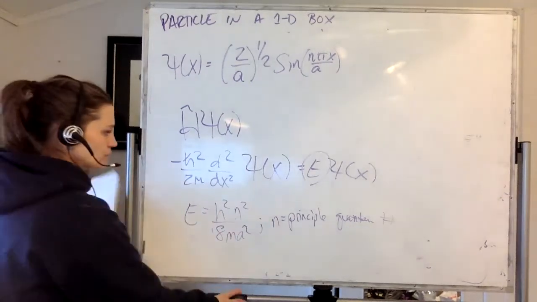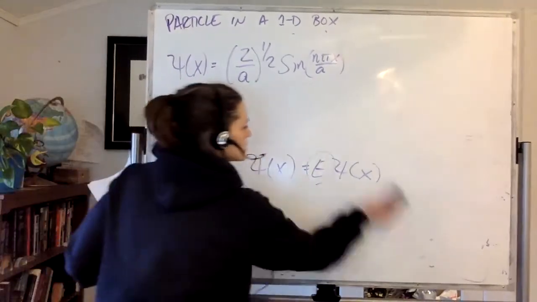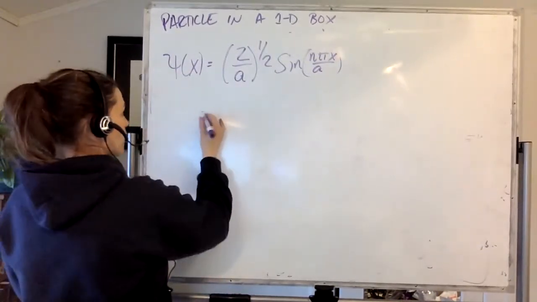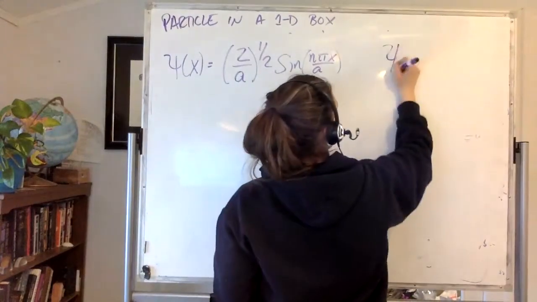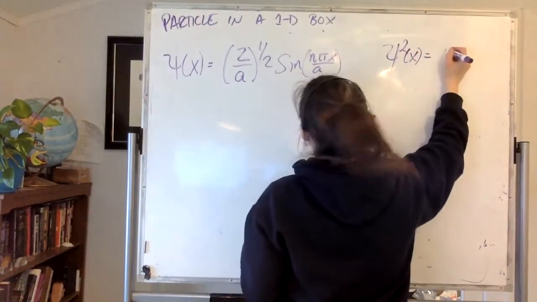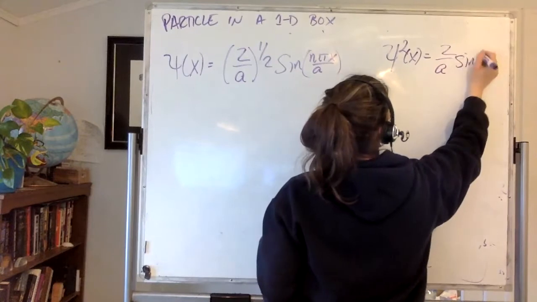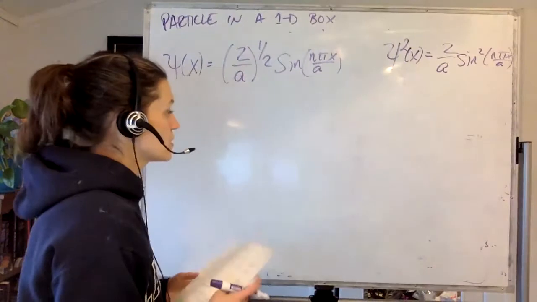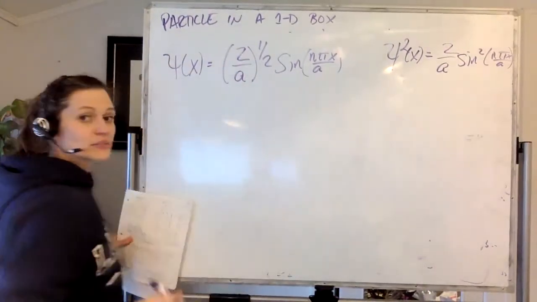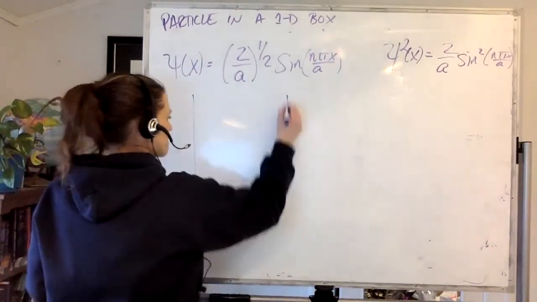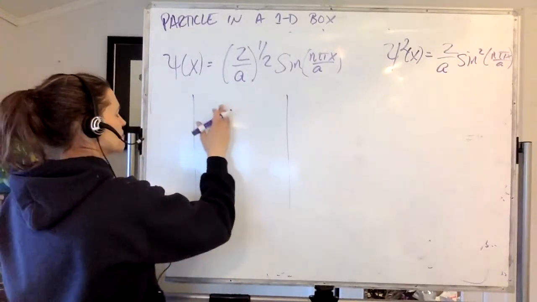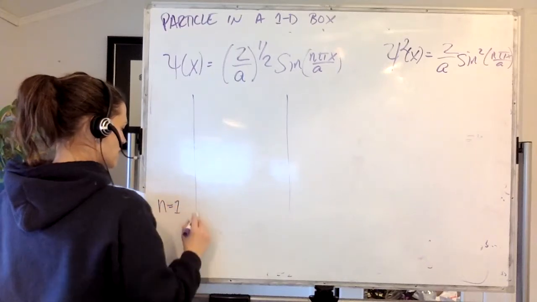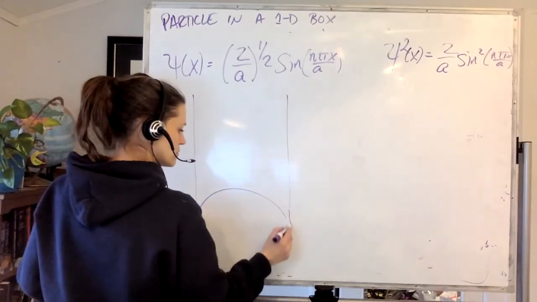So what does this mean? Well, let's go ahead and plot psi and psi squared. Okay, so here's psi, and psi squared is equal to 2 over a sine squared n pi x over a. All right, so psi squared is known as the probability density. Or sorry, psi is just the wave function. So if I were to plot n equals 1, it would look something like this.